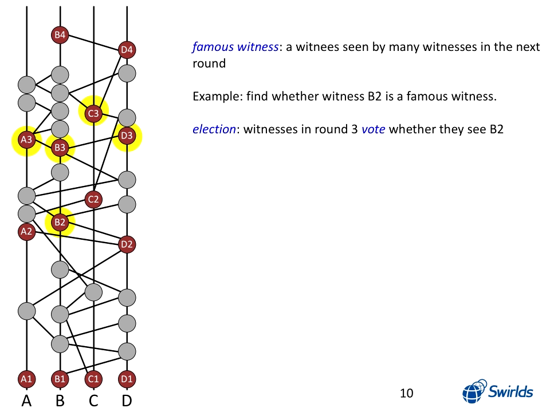An election is a whole bunch of rounds of voting where we as a community will decide, is B2 famous or not famous? And ideally what we would say is, if B2 was seen by a bunch of people in round 3, then B2 is famous. And if B2 wasn't seen by a bunch of people in round 3, then B2 is not famous. So, let's look at round 3's witnesses. Those are the yellow ones: A3, B3, C3, D3. We want to ask, are those witnesses seeing B2 or do they not see B2?